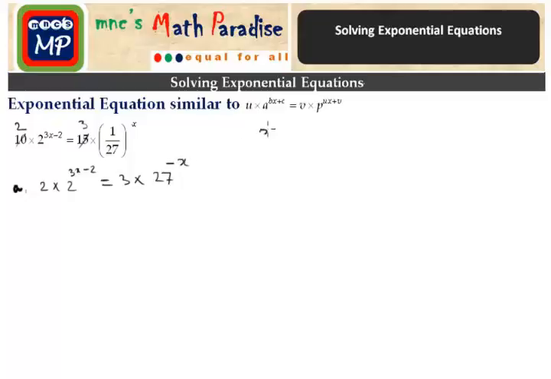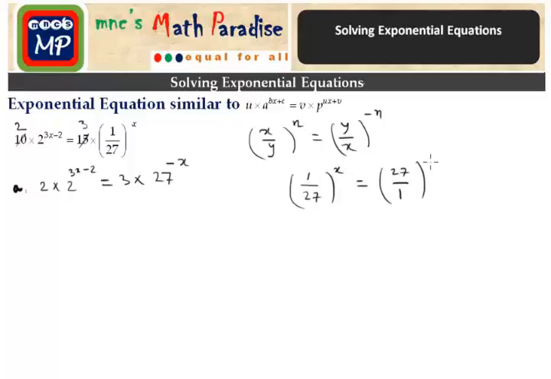Why? We know that (x/y)^n can be written as (y/x)^(-n). That means a positive power can be converted into a negative power by swapping the numerator and denominator. So here, 1 divided by 27 to the power x: the numerator is 1, the denominator is 27. If we swap them, it will be 27 by 1.